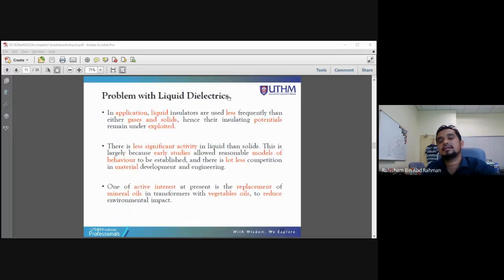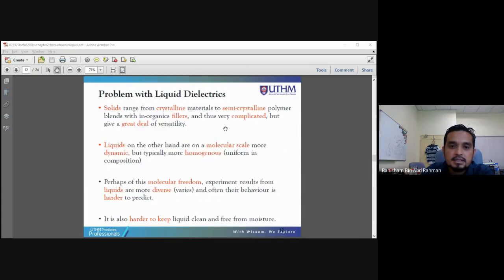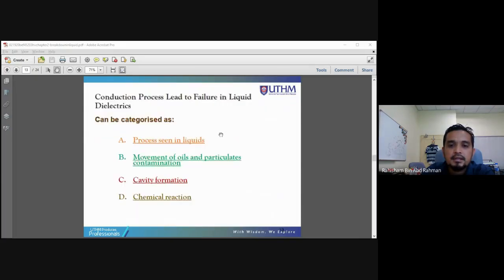The problem with the liquid dielectric again is about the failure, the breakdown of the material. How could the breakdown actually happen in the liquid? We have the process within the liquid itself, and then we have the movement of the oil and particulate contaminants.